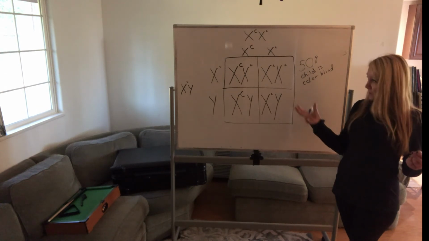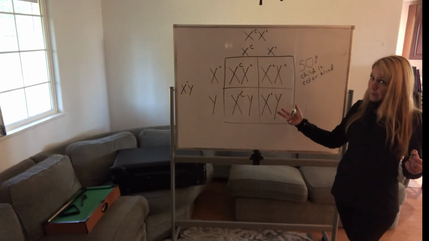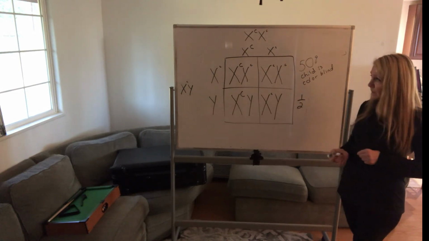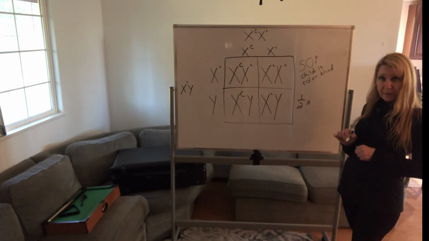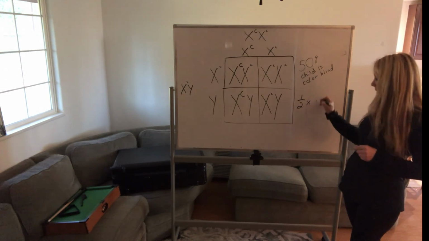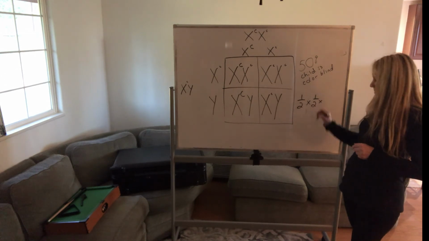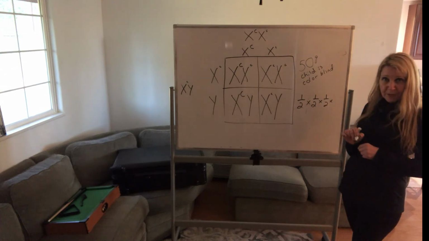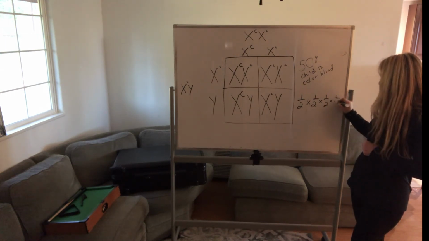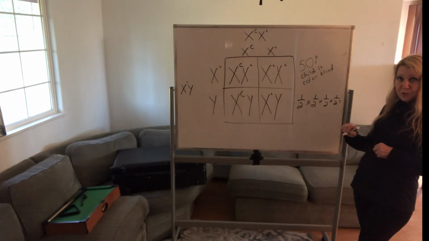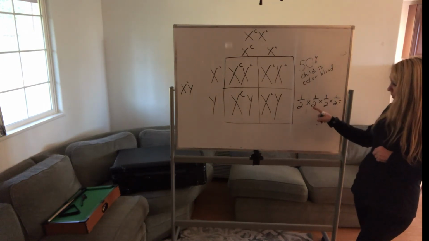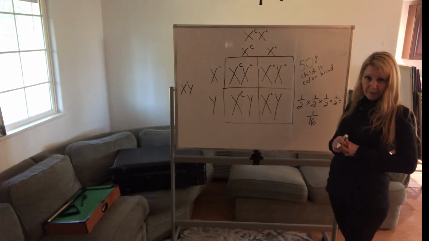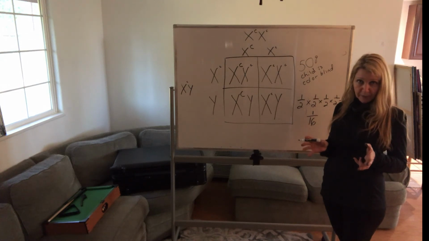Well, what's the chance of one of these kids not being colorblind? 50%, right? Or 1 out of 2. What's the chance the second child not being colorblind? 1 out of 2, just like tossing dice. What's the chance the third child's not going to be colorblind? 1 out of 2. What's the chance the 4th child's not going to be colorblind? 1 out of 2. Multiply, rule of multiplication. 2 times 2 is 4, times 2 is 8, times 2, 16. 1 out of 16 chance they could have 4 children and none of them are colorblind.